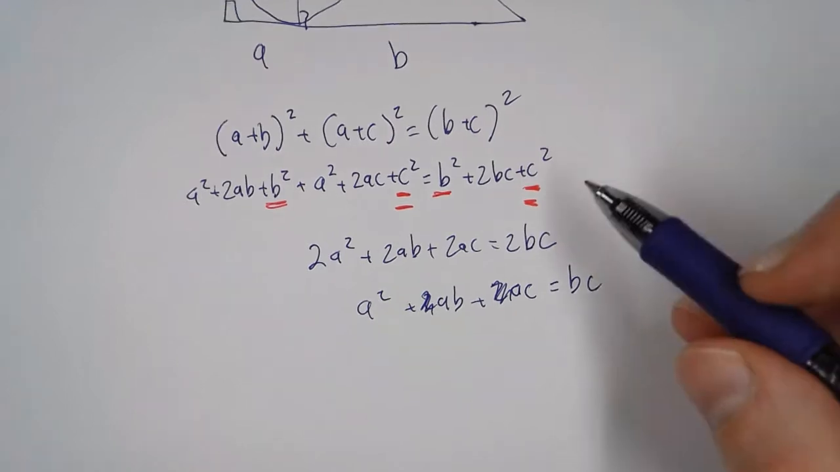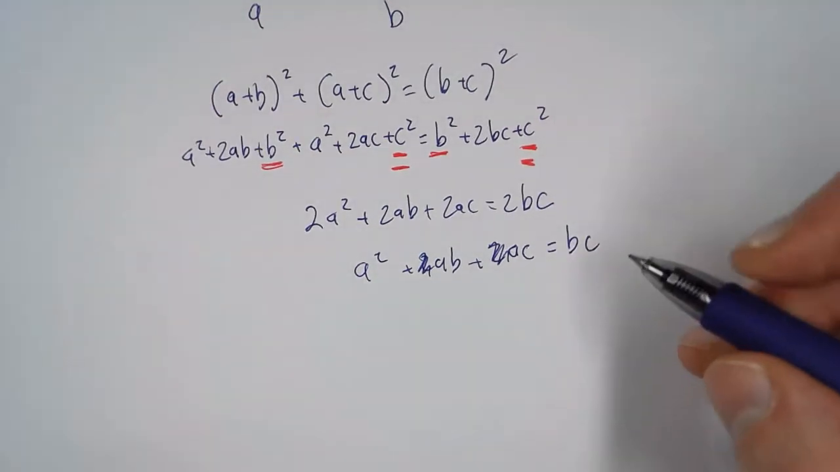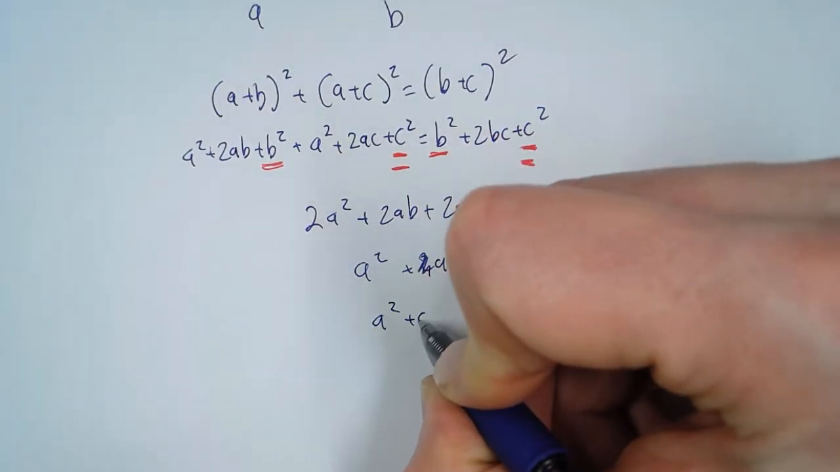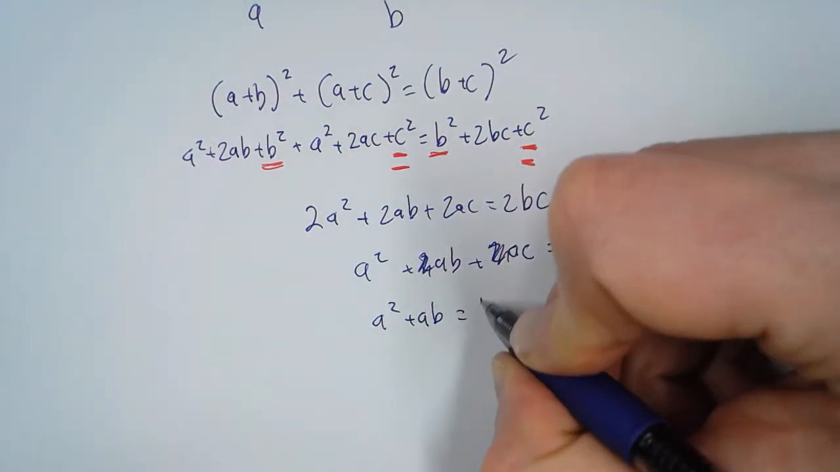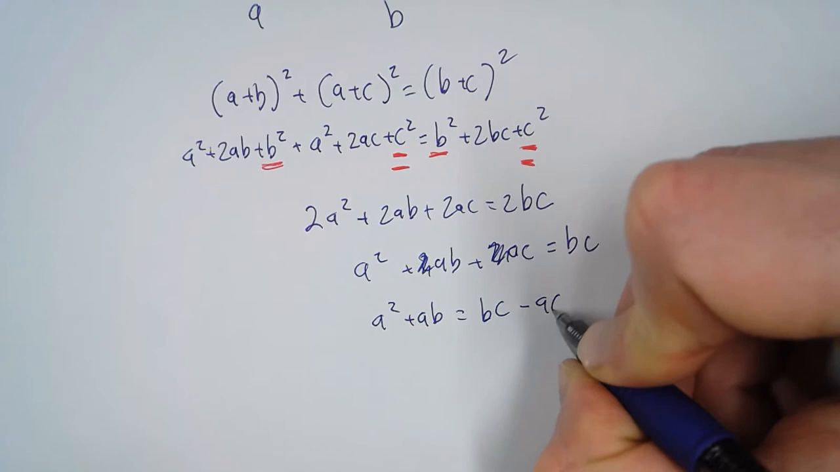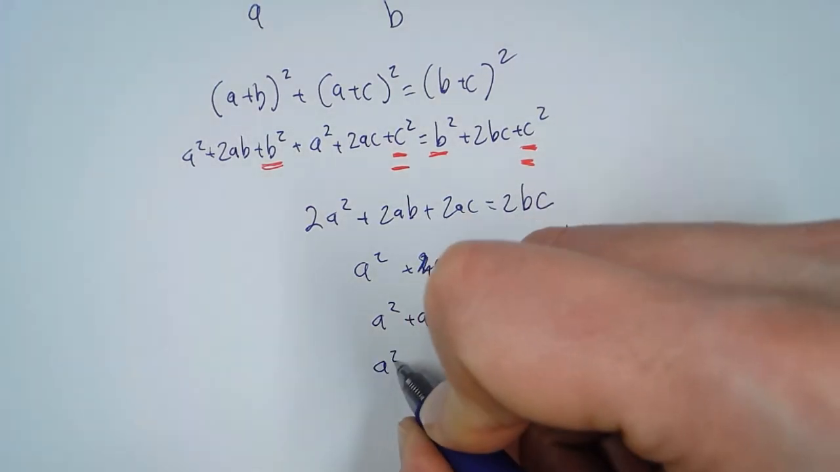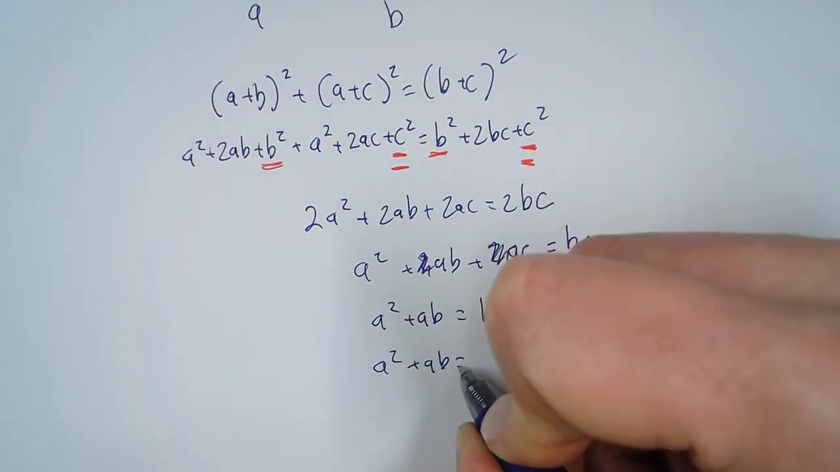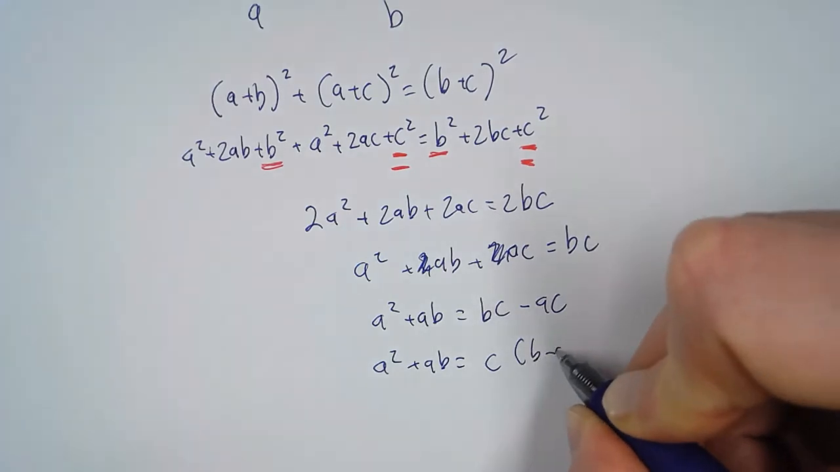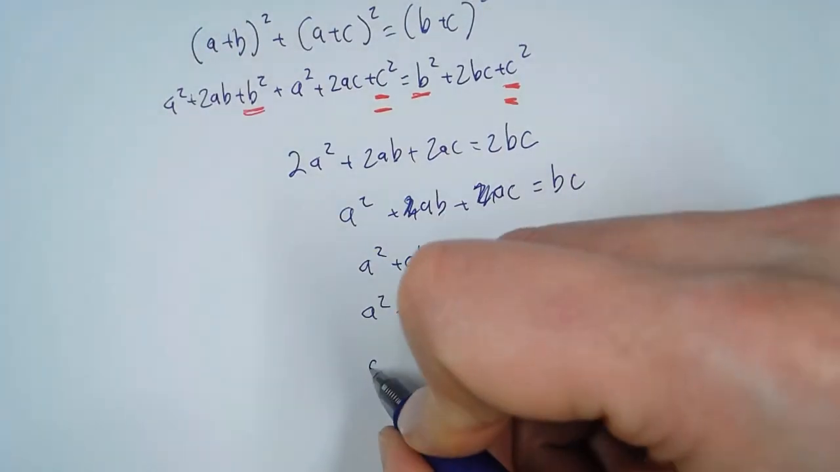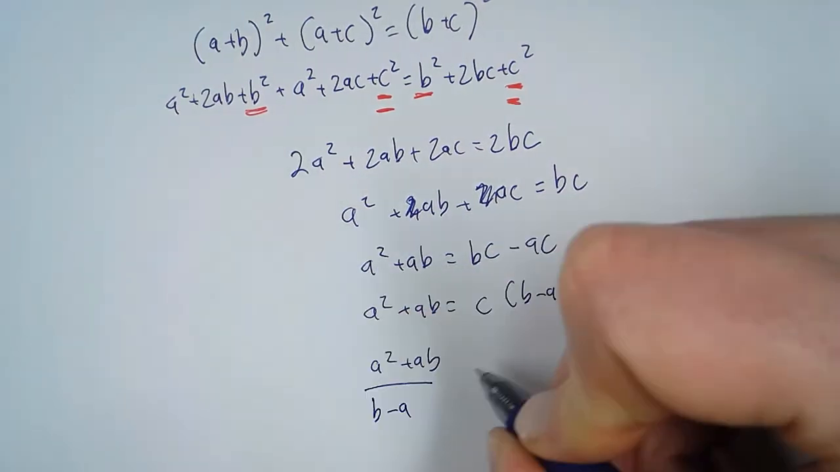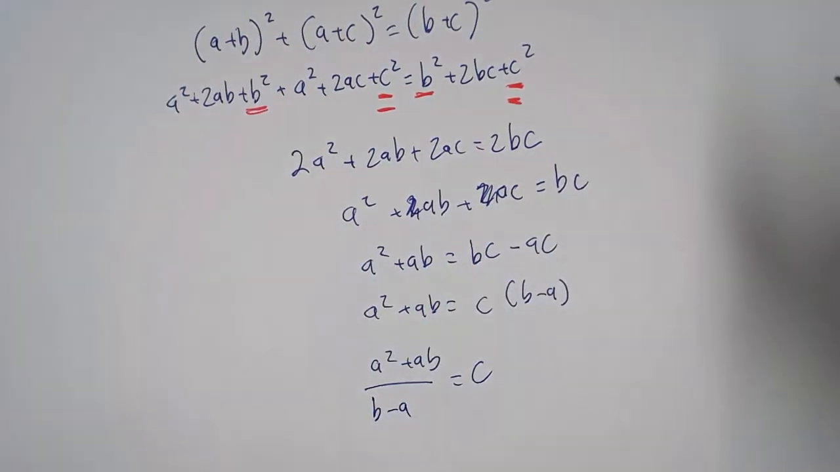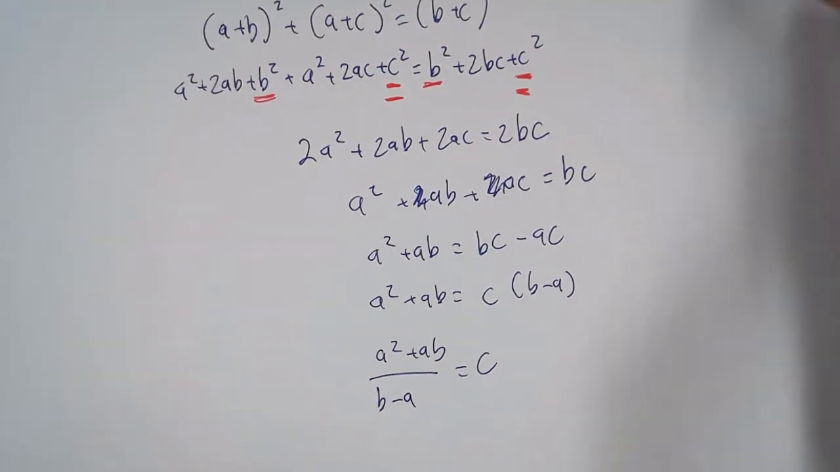Now what we're going to do is solve this for C. So we have A squared plus AB. This has a C in it, so we're going to subtract it to the other side: BC minus AC. And then on the right, we're going to factor out a C. So it's B minus A. So we have A squared plus AB all over B minus A equals C. Now how does that help us?